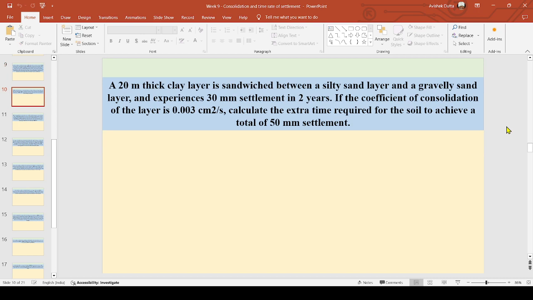A 20-meter thick clay layer is sandwiched between a silty sand layer and a gravelly sand layer and experiences 30 millimeter settlement in 2 years. If the coefficient of consolidation of the layer is 0.003 centimeter square per second, calculate the extra time required for the soil to achieve a total of 50 mm settlement.